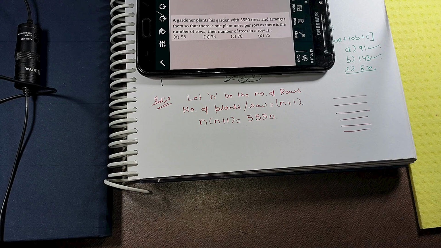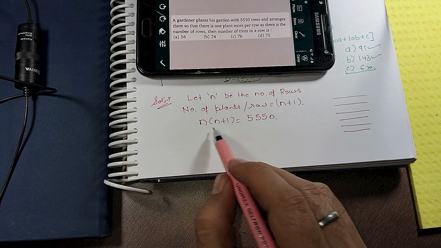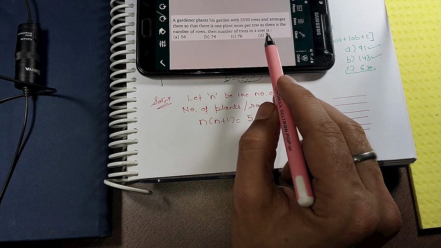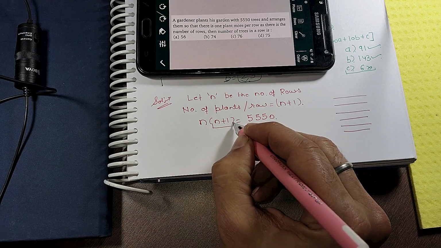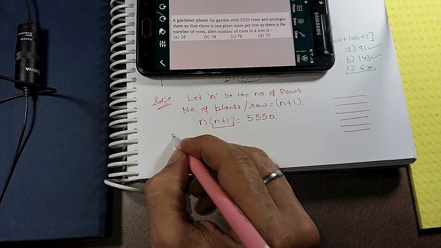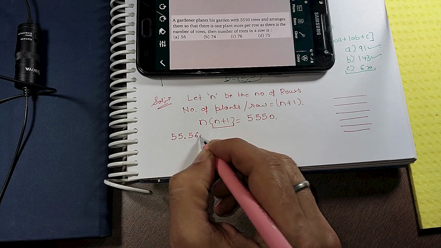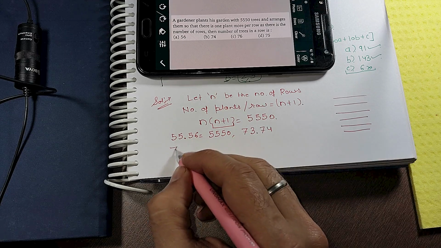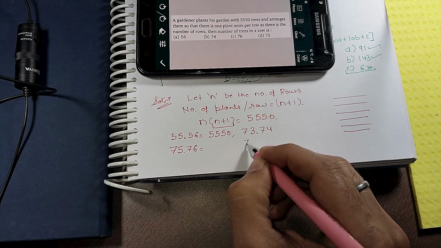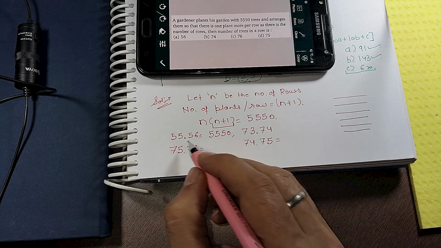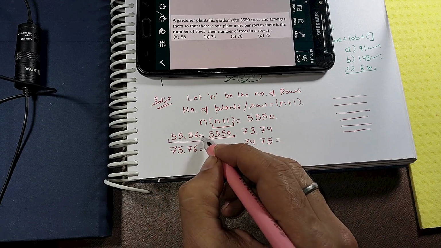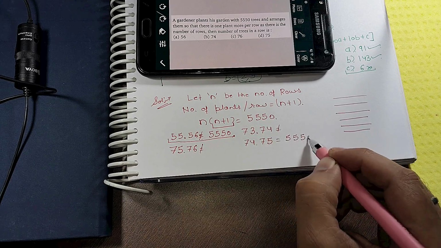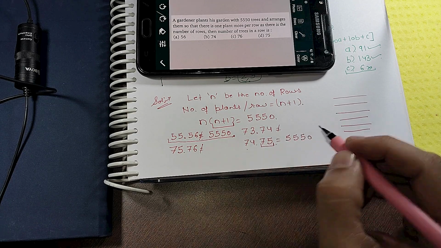There can be different ways to solve this. Either this will become a quadratic equation, or you can go through the options. The number of trees in a row is n plus 1, so either 55 multiplied by 56 should be equal to 5550, or 73 into 74, or 75 into 76, or 74 into 75. When you take the product, the others are not equal to 5550, while this product is equal to 5550. So the right option will be option number D.